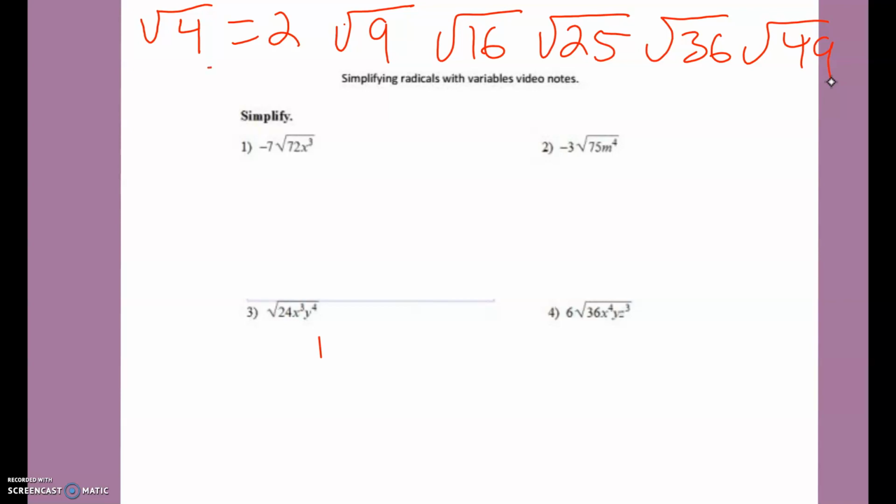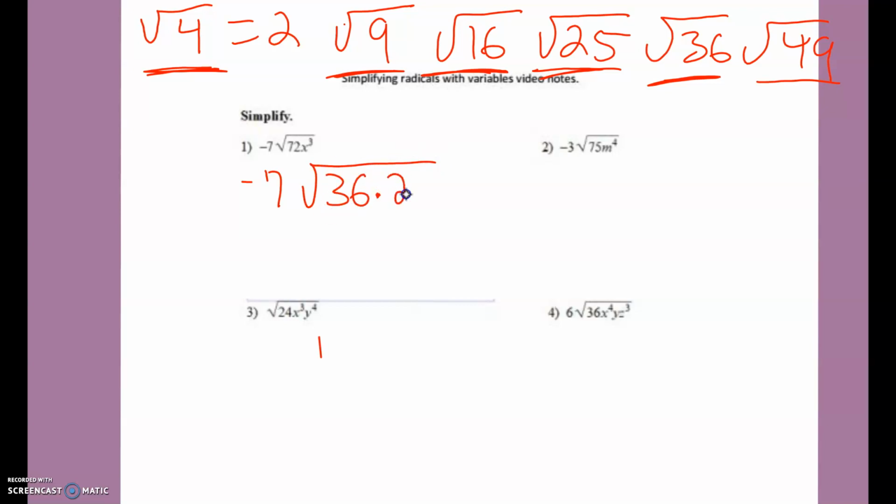So our job is to break down the radical again like we did before, and have something a little extra to do, which is the variable. All right, so let's start with the first one. We have 72. Well, which one of these numbers go into 72 evenly? That answer is going to be 36 times 2, right? And then we have 3 x's, right? Let's deal with the number first, and then we'll talk about the variable.